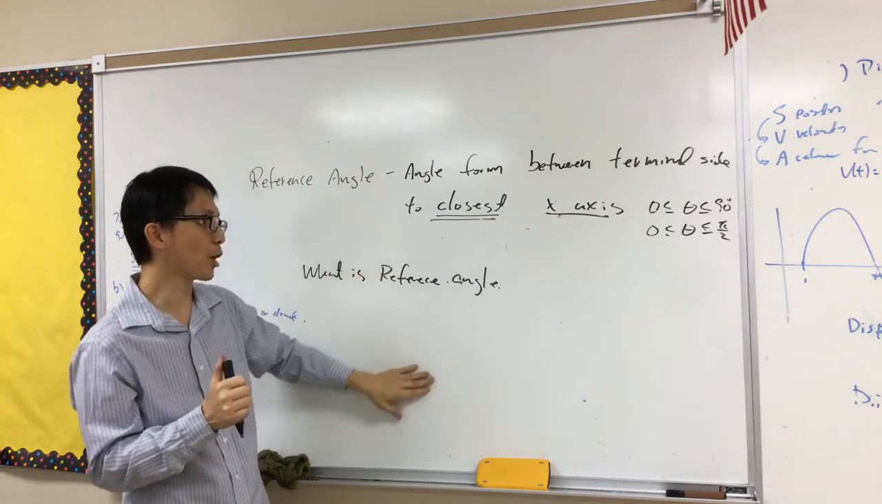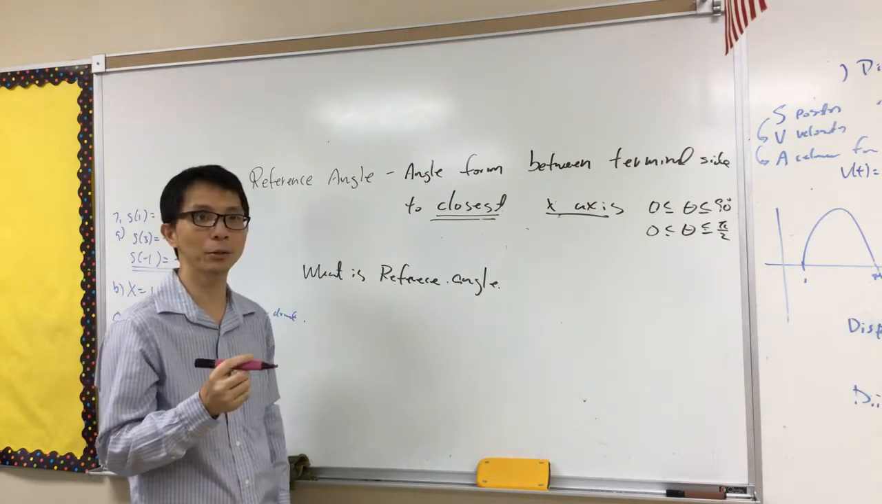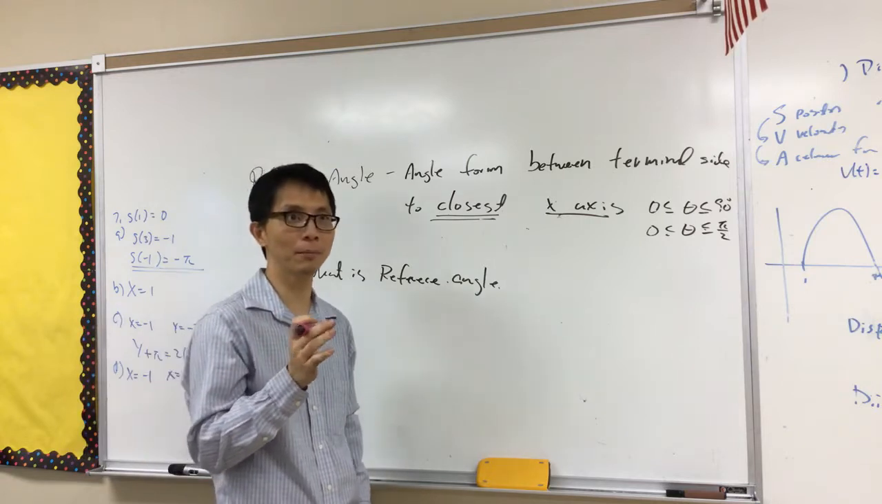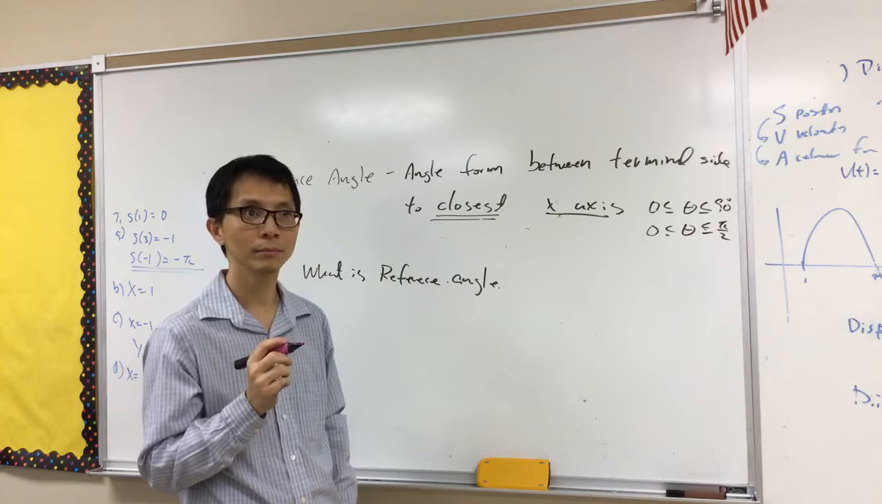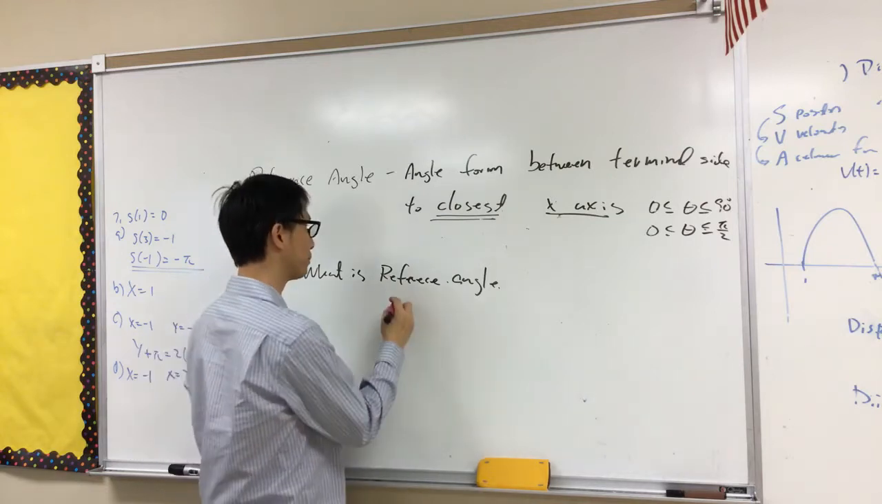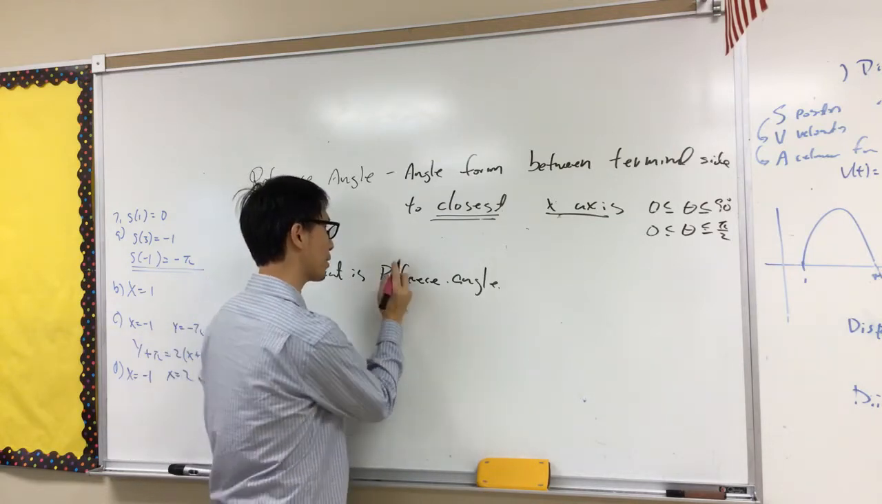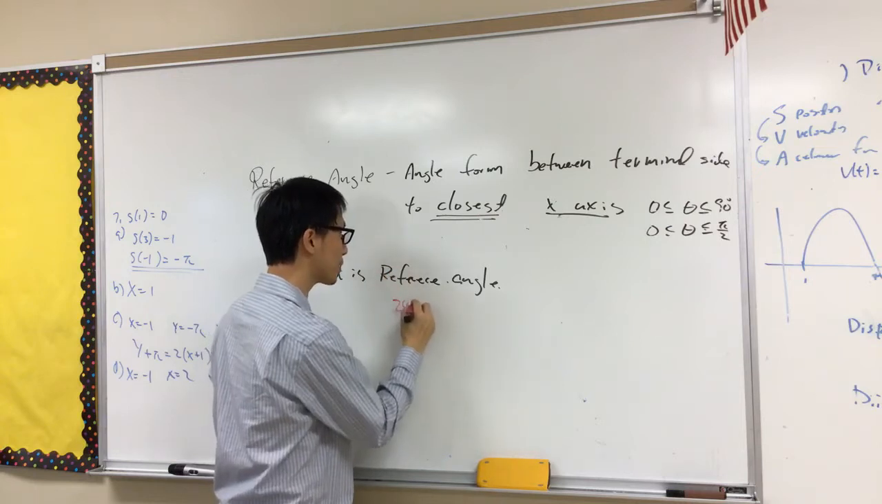Okay, so what is the reference angle? Now we're going to start with the first one. Think about between 0 to 360. Pick a number above 90, from 90 to 360. 91. 246, I'll take that one. Okay, so 246 degrees.